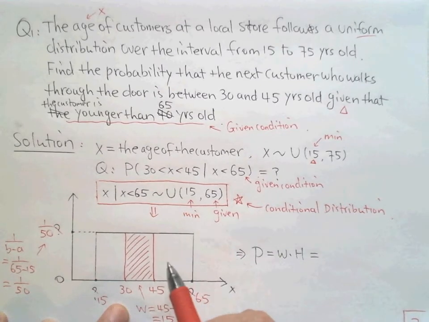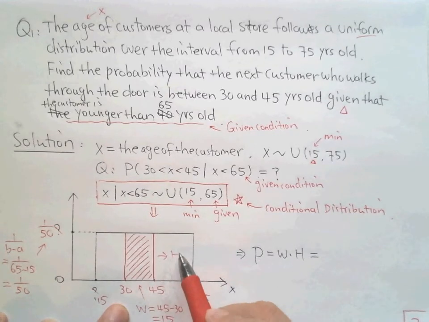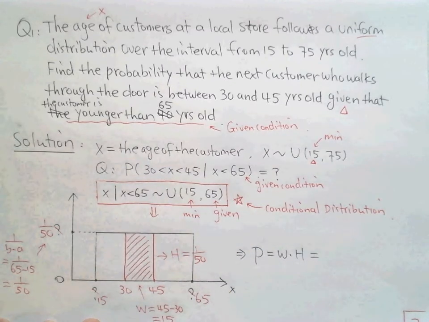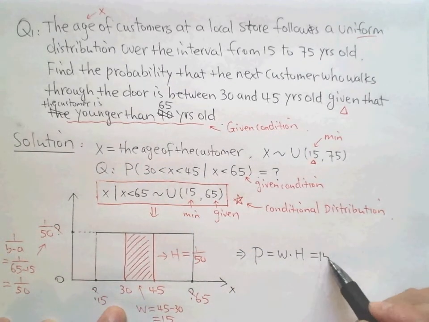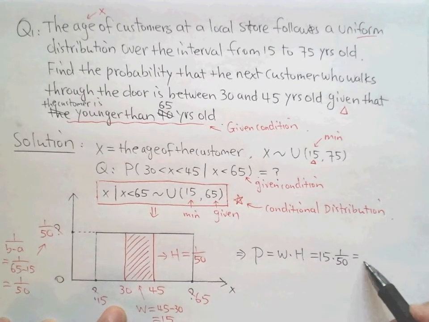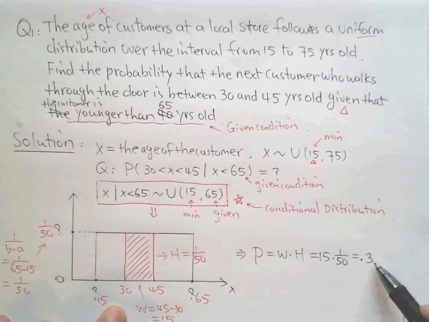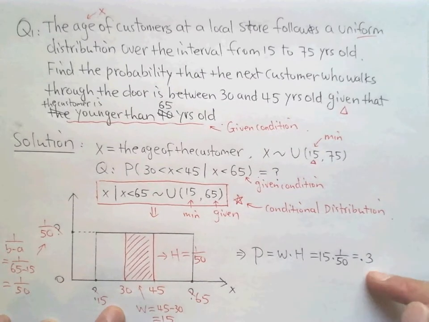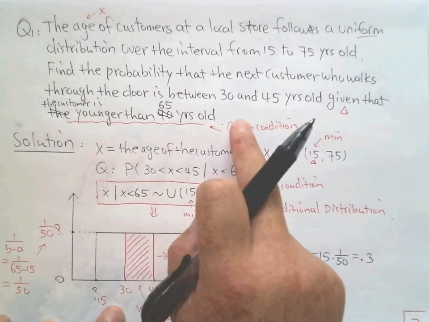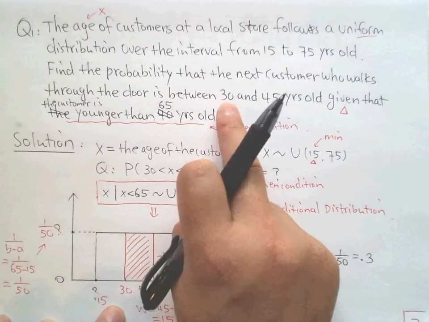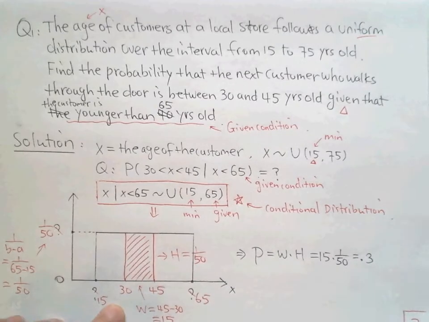Good. We have the height. We simply say here, this is the height. The height equals the original, so 1 out of 50. See, we have everything. So now the width is 15, the height is 1 out of 50. So you do the calculation, it is 0.3. What does 0.3 mean? 30% of the chance. Okay, now we answer the question. 30% is the chance or the probability that a customer who is younger than 65 years old will be between 30 and 45. What is the probability, the chance? 30%.